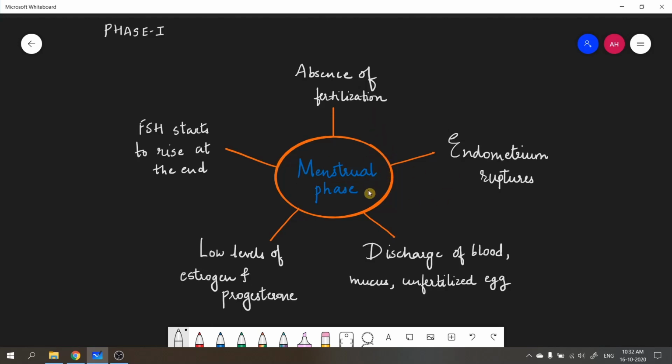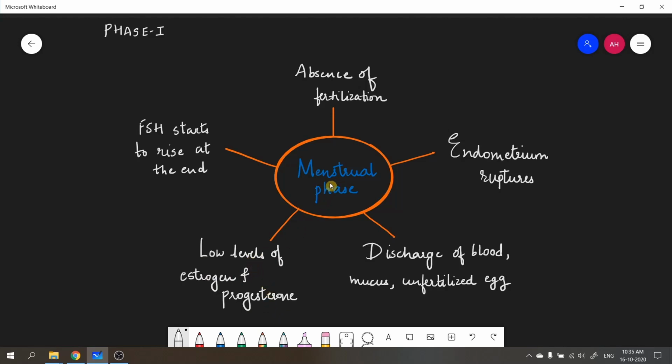Now, what happens exactly in this phase? There is rupture of the endometrium. I'm sure you remember what the endometrium is. It is the inner lining of the uterus, and it ruptures, that means it breaks, and when it breaks, there is discharge of blood. Along with blood, there is mucus and the unfertilized egg which is given out of the vagina. The rupture of the endometrium generally happens because of low levels of both hormones, estrogen and progesterone.